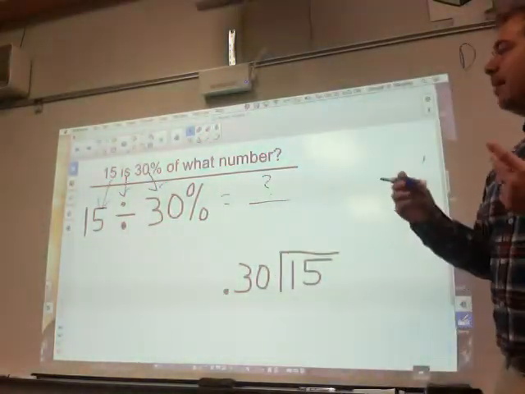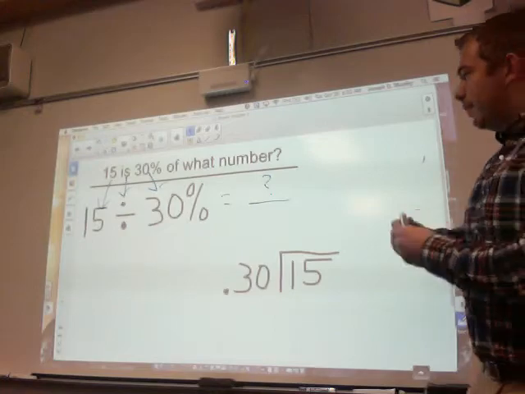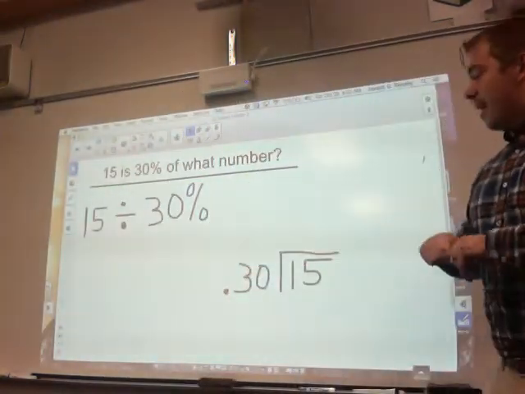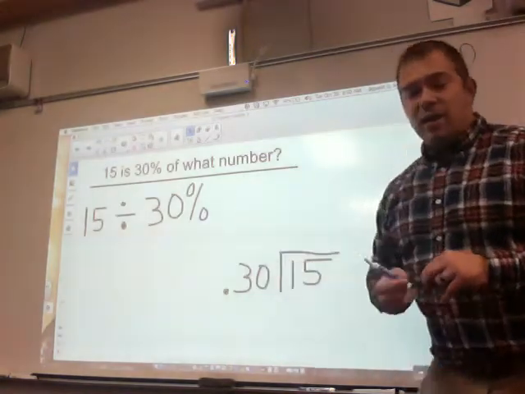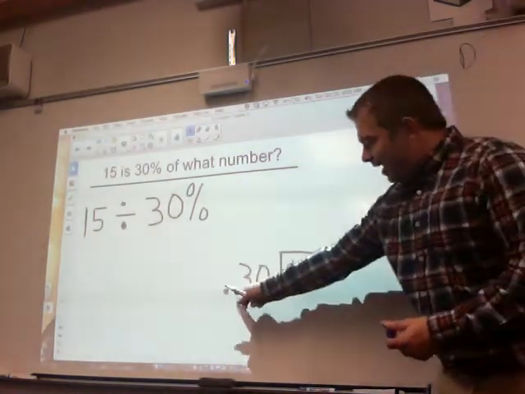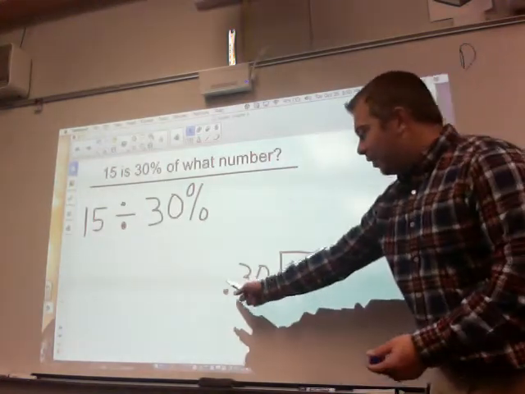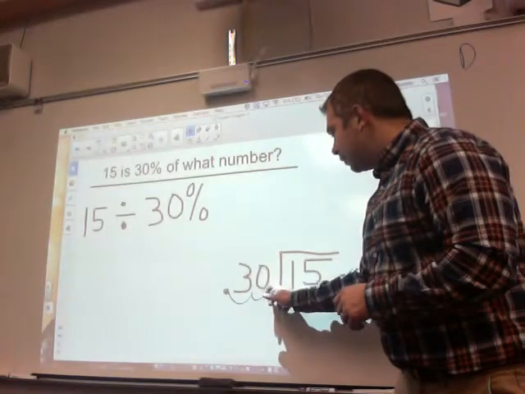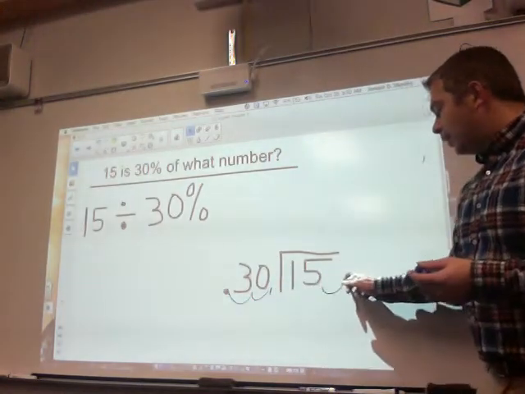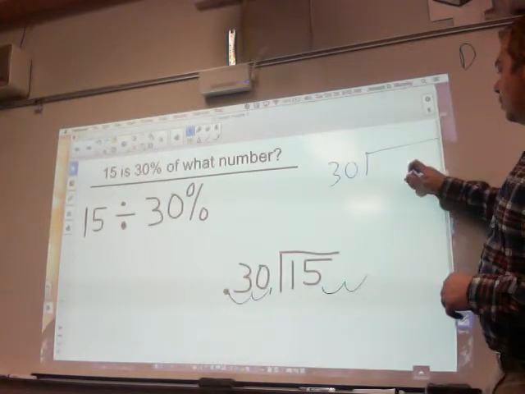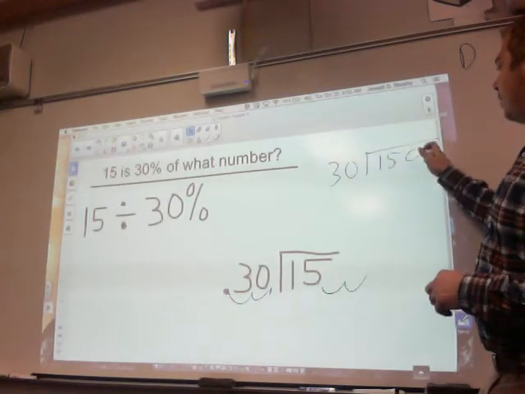15 divided by 30%. Okay? Just like last time, I certainly cannot divide with a percentage, so I turn it to a decimal. But once again, I can't have a decimal out here. I have to make this a whole number. So I'm going to swoop it again, and I swoop here, 1, 2. So now I have 30 going into 1,500.